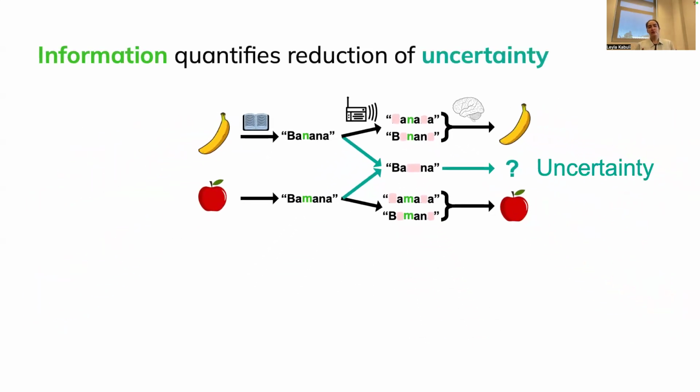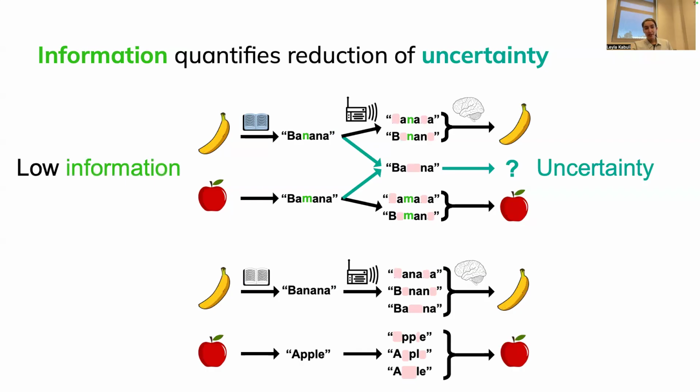So with this weird language, we have uncertainty in communication. We can't tell what it is that we're trying to communicate. This uncertainty corresponds to low information. In contrast, English is an unambiguous communication method in this case. So the noisy signals it produces are super distinct, and the receiver has less uncertainty about what object's being communicated. So there's high information.